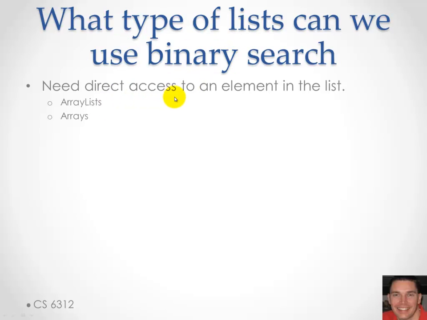What type of list can we use binary search on? We need lists that have direct access to any element in the list. So the array list and the arrays are lists that we can use a binary search on because we can jump to any particular element. That is the end of this lecture on linear and binary search, and you can read some more about this in the reading exercise for this unit.